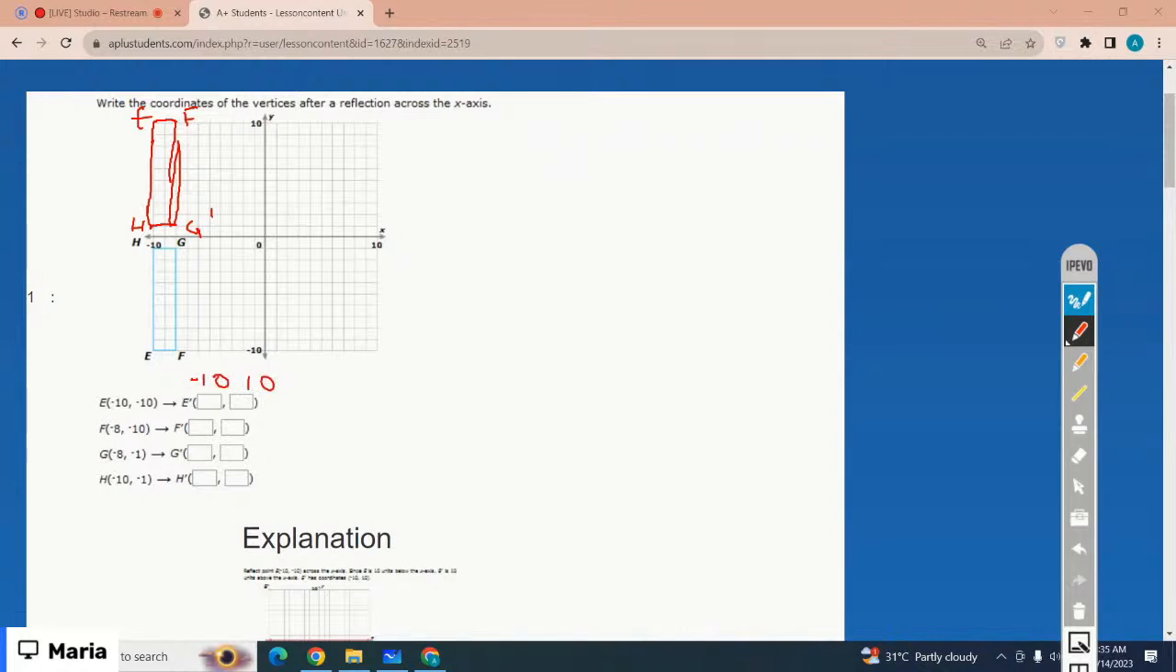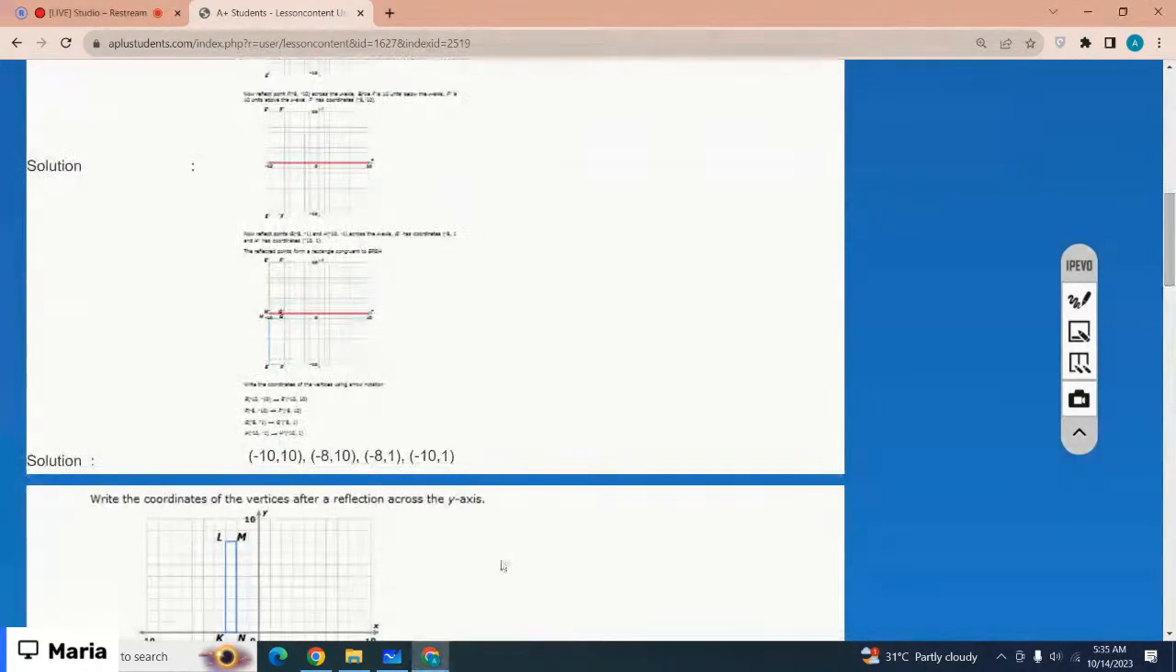So now all the Y values are positive, right? F is negative 8 and 10, that is negative 8 and 1, and that is negative 10 and 1. The X values are all exactly same, just the Y values are same values, just with different sign. See here, 10, 10, 1, 1.